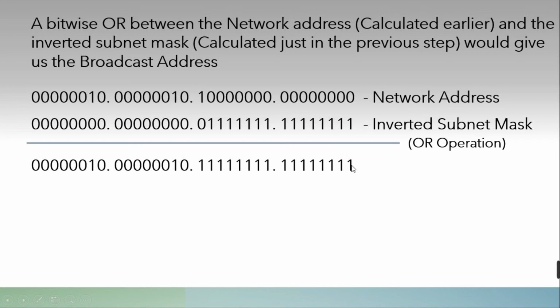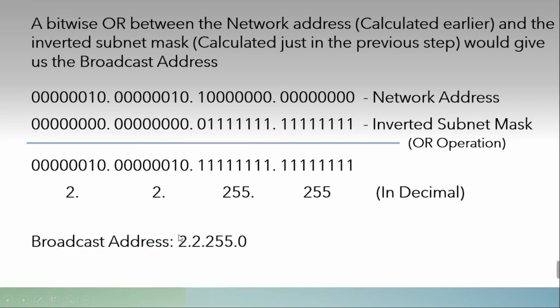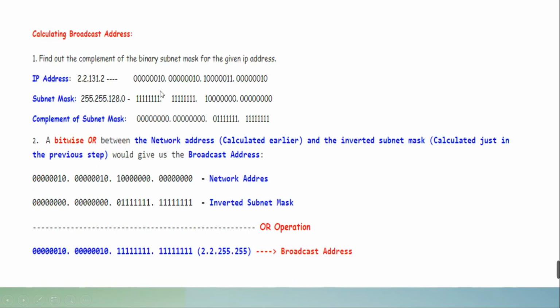If I want to represent this whole binary number in its decimal version, then it will look something like this: 2.2.255.255. So this is the decimal representation for this binary number, and this decimal representation is actually my broadcast address. So this is how you can calculate the broadcast address, and if I want to show you all of those things in brief, then it will look something like this one.